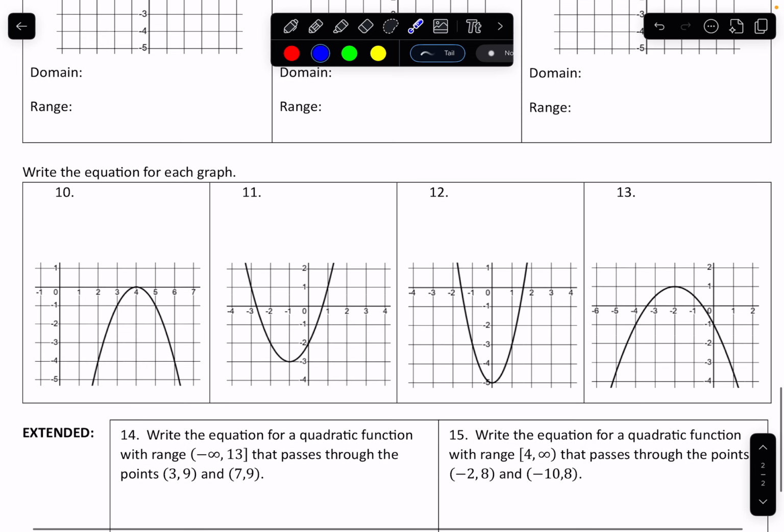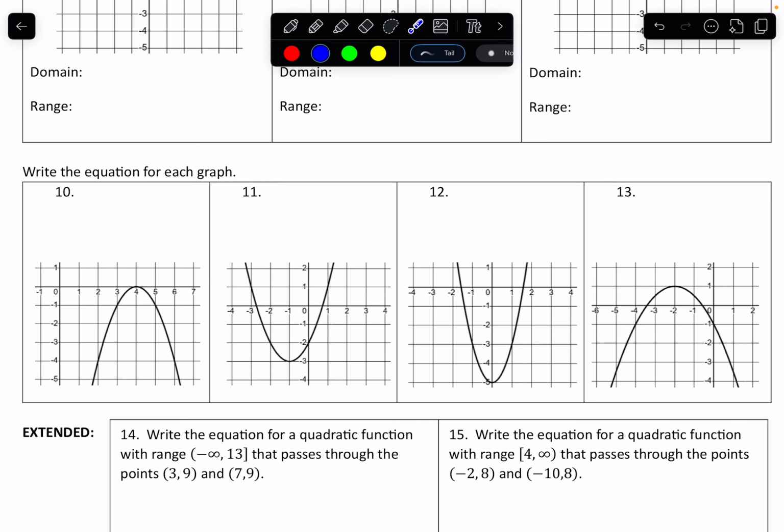And then the last couple of problems are a little bit more challenging because it gives you the graph and it wants you to come up with the equation for that function. So it gives you the picture of the graph and you've got to come up with the equation that would match that picture. Come see me if you have any problems.